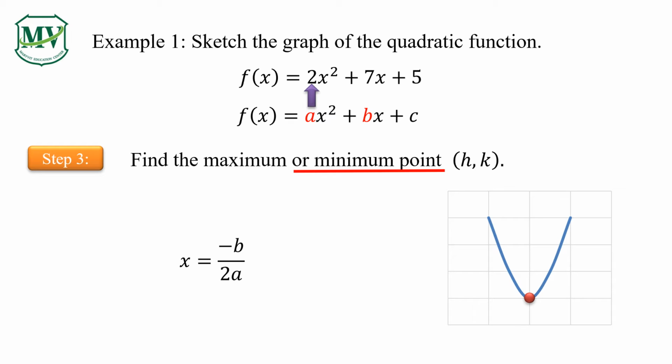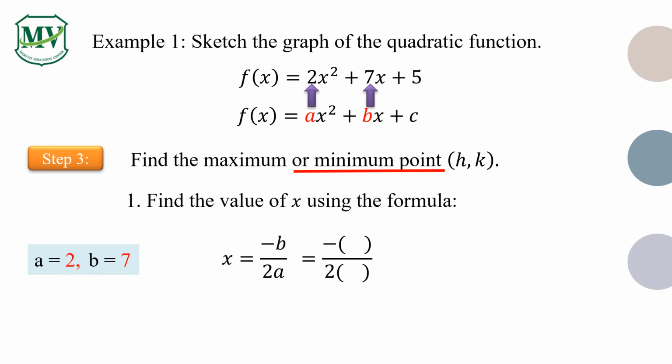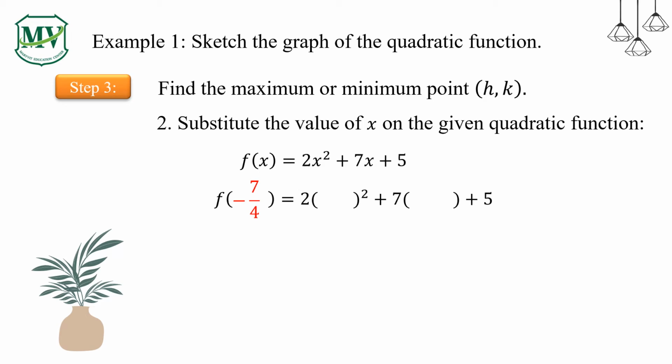From the given quadratic function, the value of a is 2. The value of b is 7. Replace the value of a and b. Negative times 7 is equal to negative 7. 2 times 2 is equal to 4. So the value of x is negative 7 over 4. After finding the value of x, let us now find the value of f(x).